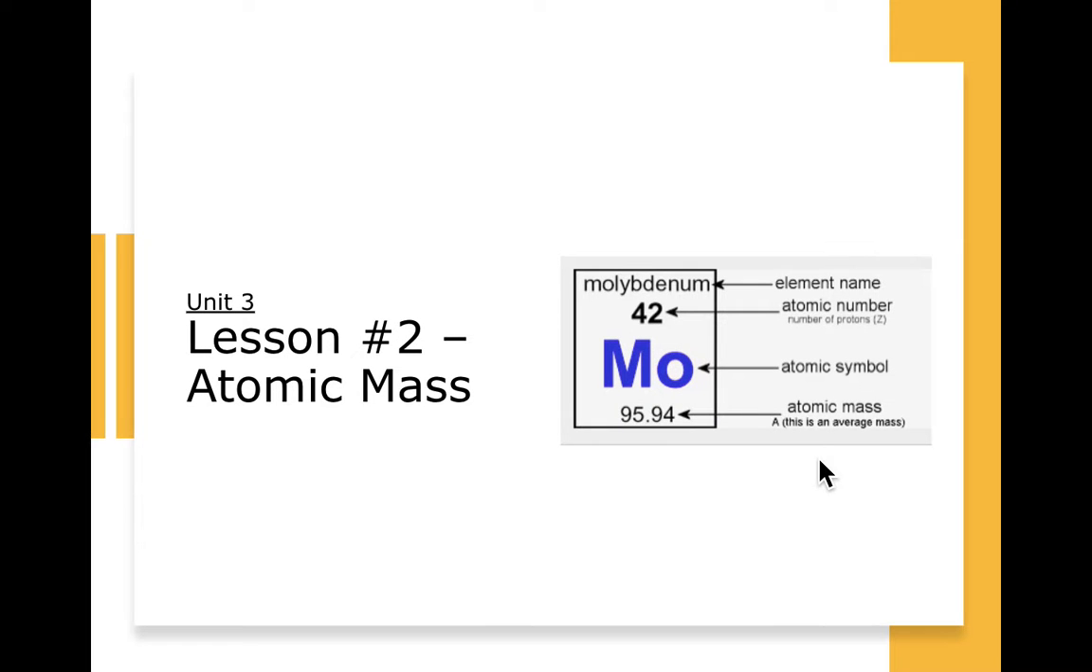This is your Unit 3 lesson on atomic mass. And as many of you probably know, atomic mass is one of the important pieces of information found on the periodic table with each chemical symbol. But what is it?